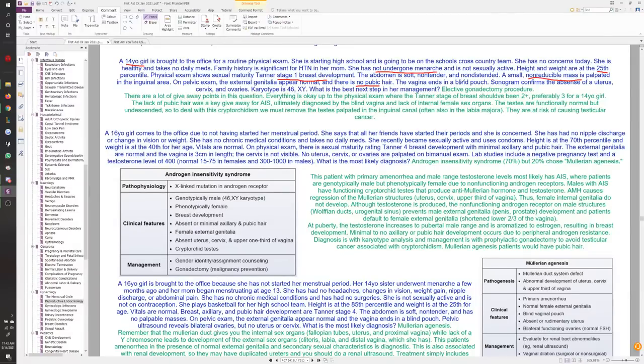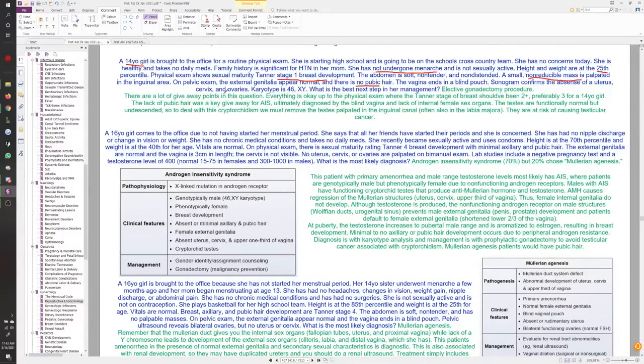The vagina ends in a blind pouch, so then that means that internally it's just a blind pouch. So internally she doesn't have a vagina. So if she doesn't have a vagina internally, must be a guy, right? Sonogram confirms the absence of a uterus, must be a guy.